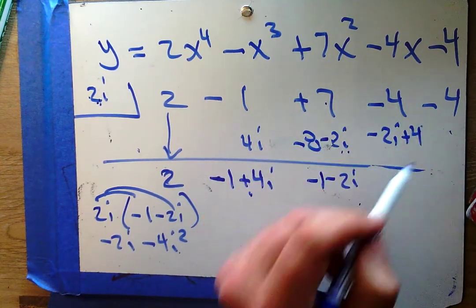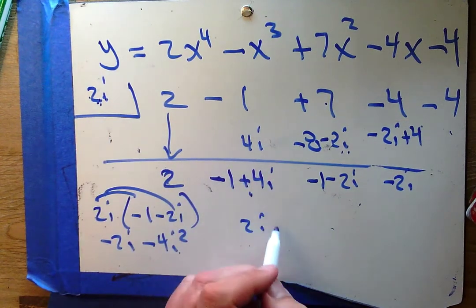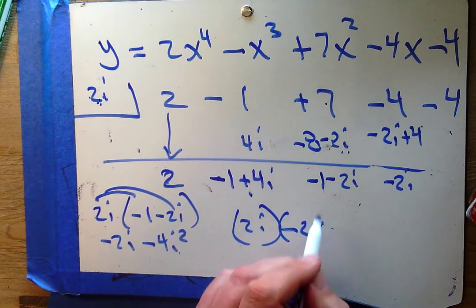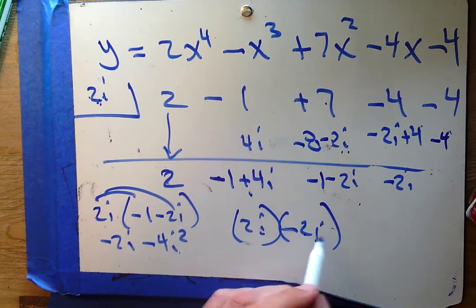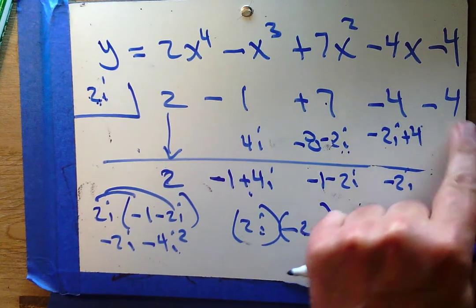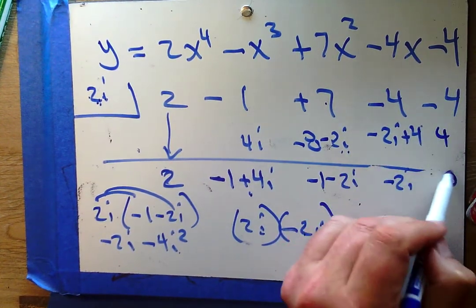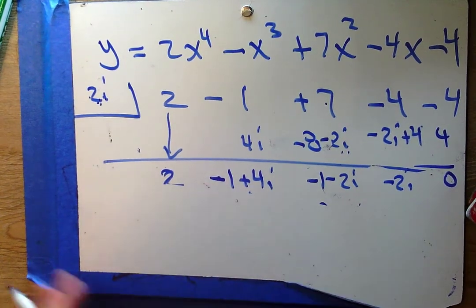Aha! They cancel. I have negative 2i. I multiply it by 2i. And I see I get negative 4. And then i times i is i squared, which is negative 1. And so negative times negative is positive 4. And lo and behold, we get 0. And that's great. You just have to be a little patient with us.